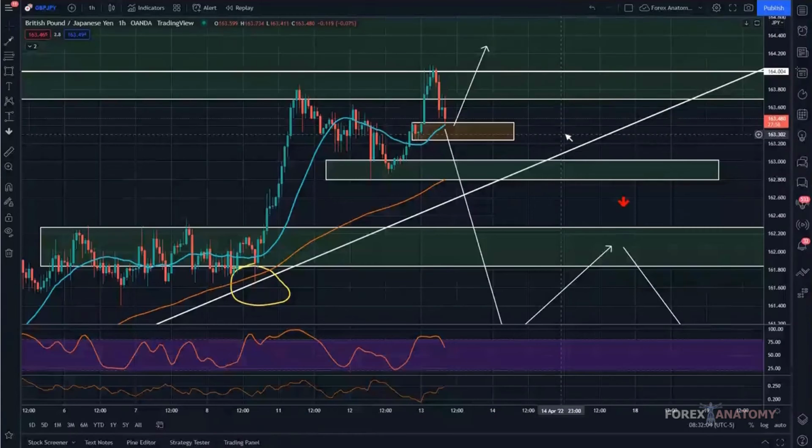So these are just things that you need to know moving forward. No one has a magic 8-ball and knows exactly what's going to happen. But what we do, we make decisions based on what price gives us. We adapt. We're fluid.